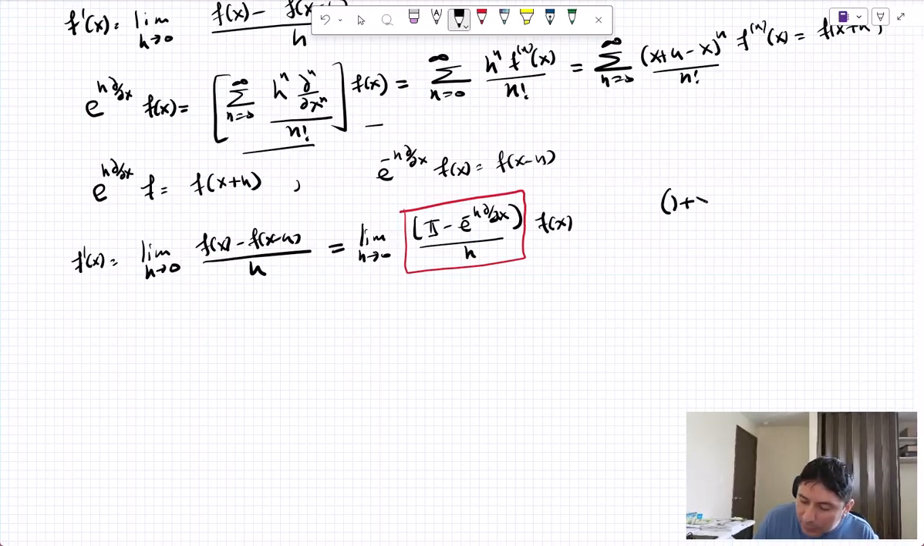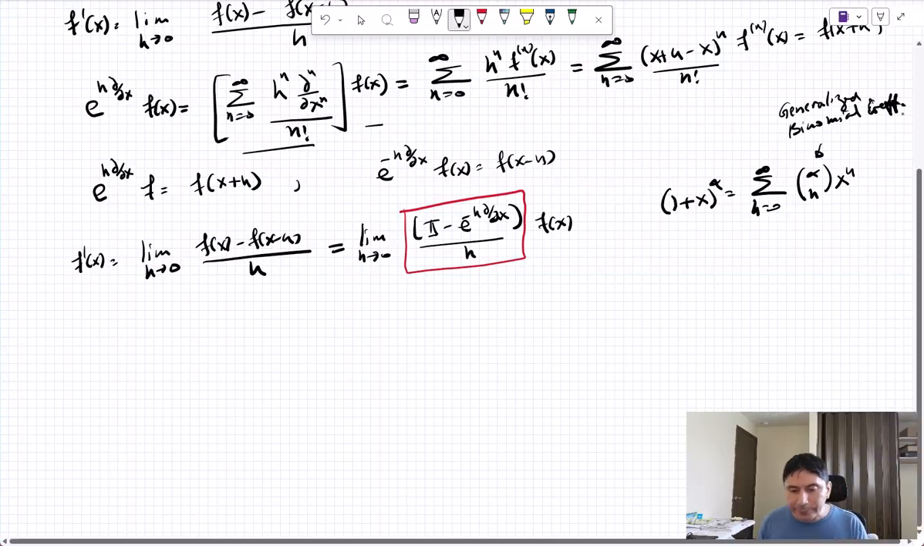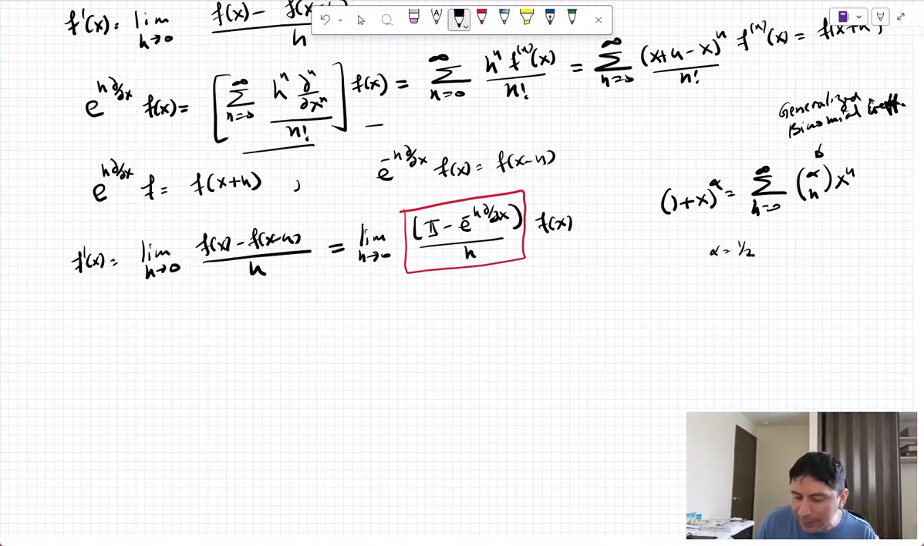Recall the binomial theorem, right? So that (1 plus x) to the alpha is equal to the sum n equals 0 to infinity of alpha choose n, x to the n, where this right here is the generalized binomial coefficient, right? So we're going to use alpha equals 1/2 in this case.